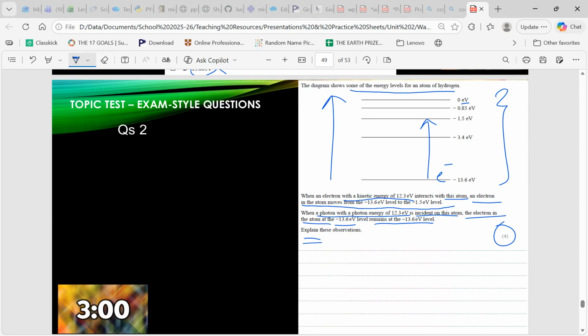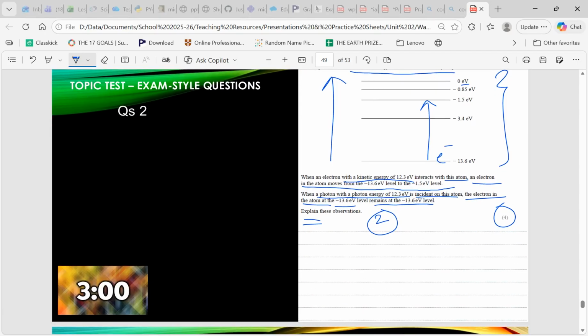So explain these observations. It's an explain question for 4 marks, and there are 2 observations given, 2 statements given. We have to explain each of them. So what do we have to explain? We have to explain why, when a moving electron with a kinetic energy interacts with this atom, it causes an electron to get excited from one level to another by absorbing some energy, but when a photon containing exactly the same amount of energy interacts with the atom, the electron does not absorb the energy, does not get excited.